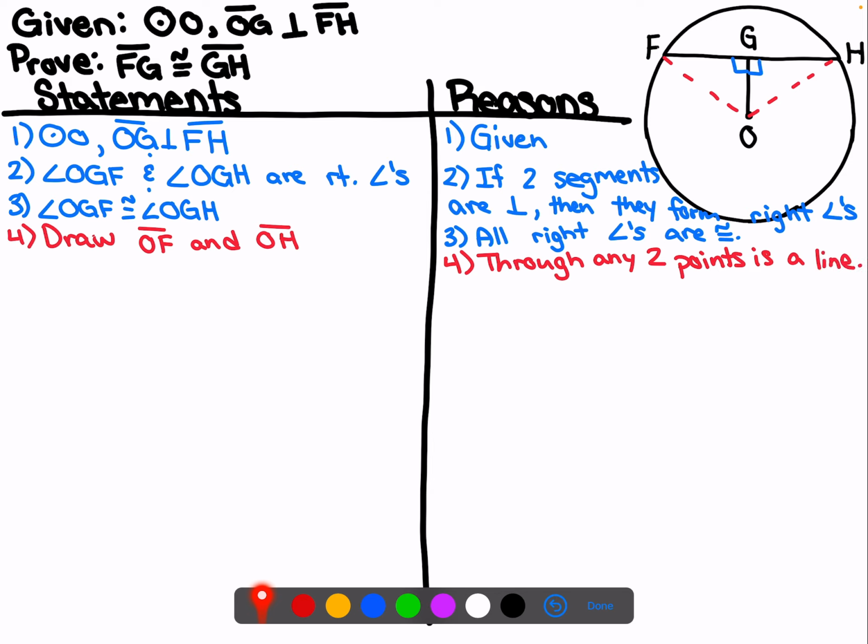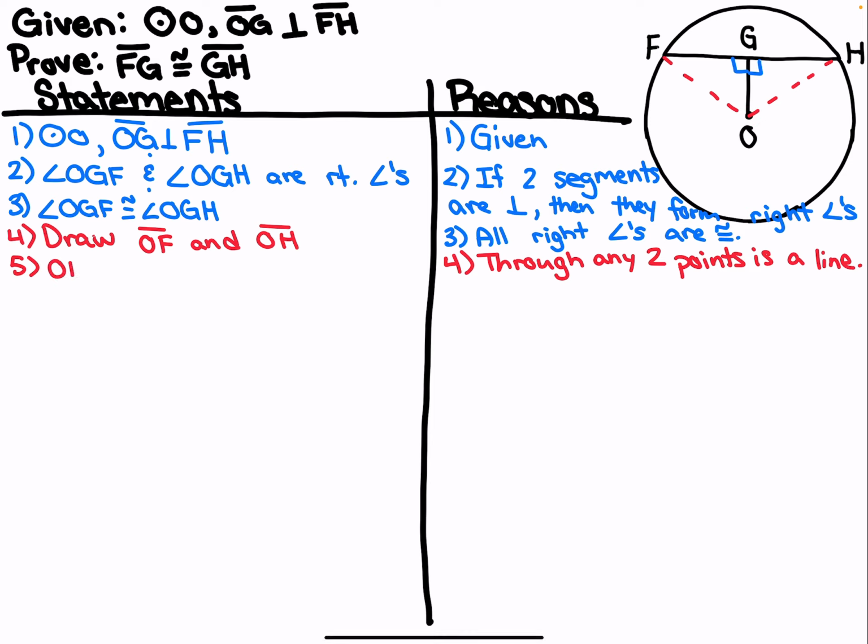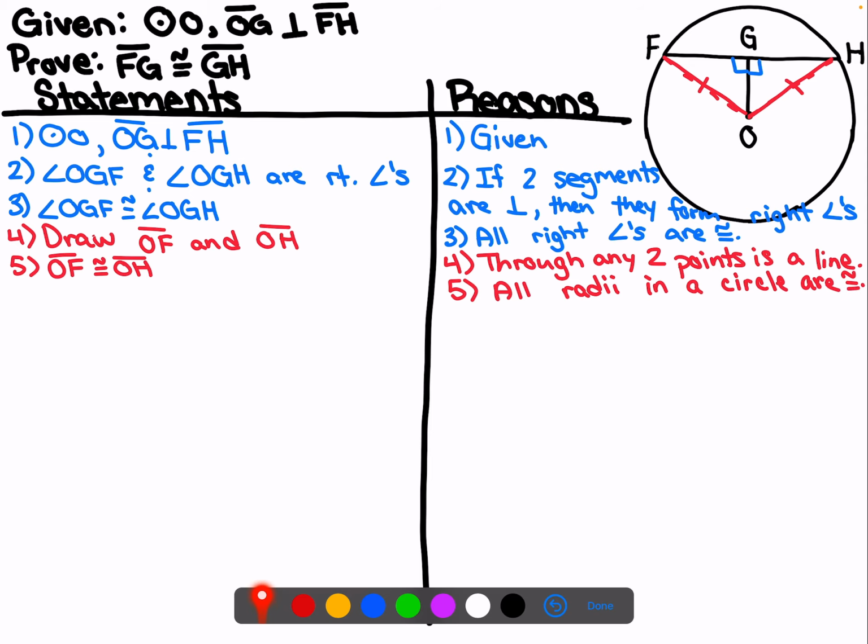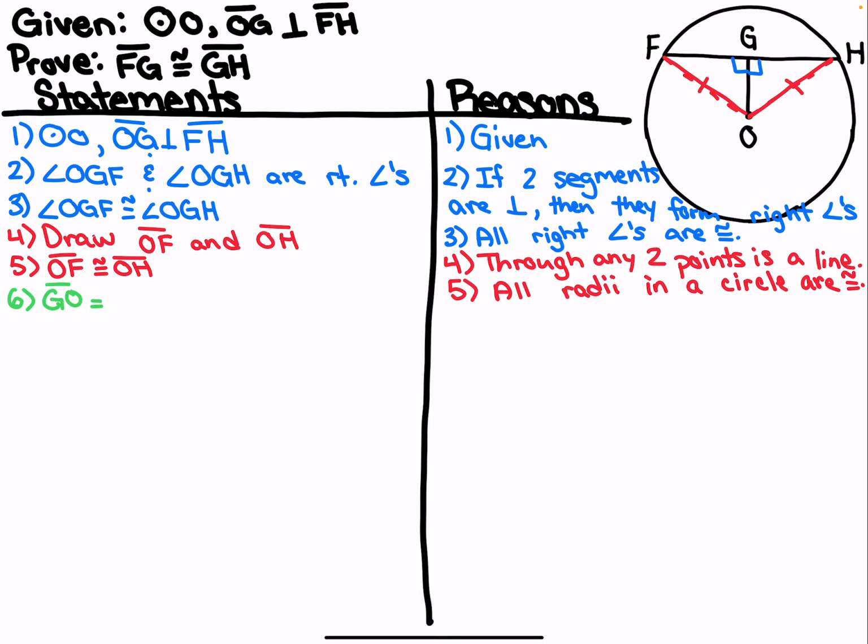Now, since both of these go from the center of our circle to the edge, they're both considered radii. So I can say that segment OF is congruent to OH because all radii in a circle are congruent. And that's exactly what's happening here. Now, the last thing that we need is something that's shared by both triangles. And I see that GO is shared by both triangles. So I can say that GO is congruent to itself, and of course that's always going to be by the reflexive property. Anytime anything's congruent to itself.